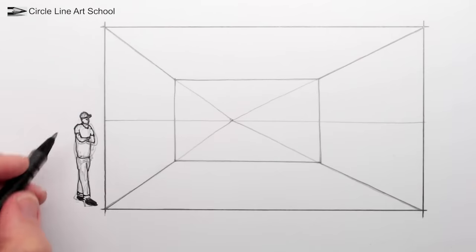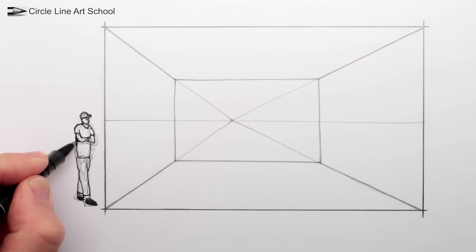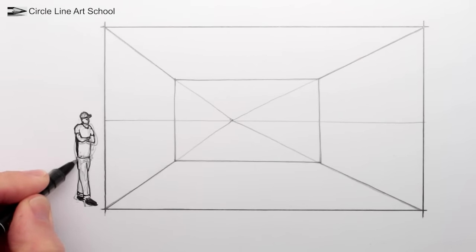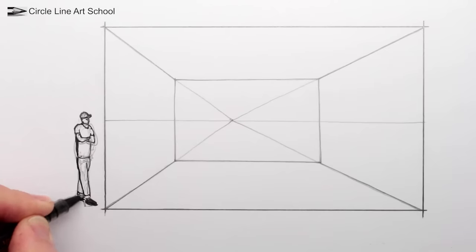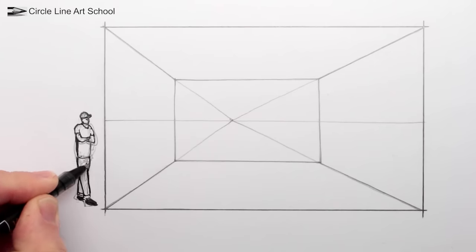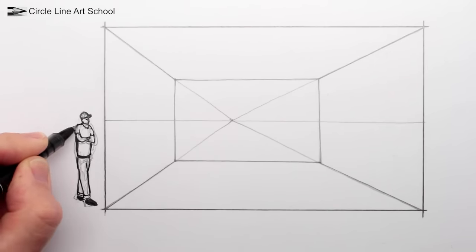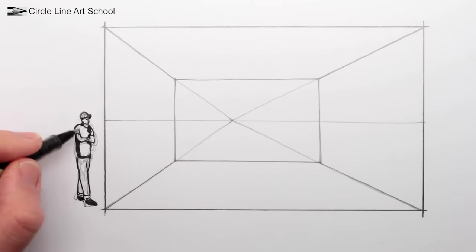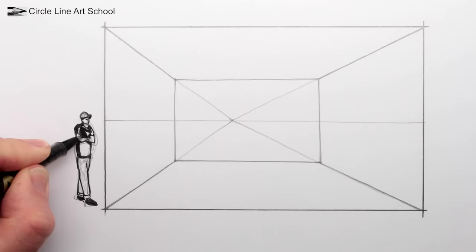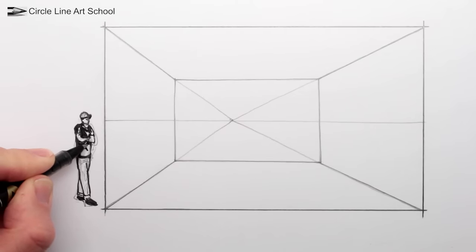So if this person were able to walk into this room, as they walk towards the horizon line, towards the back wall of the room, clearly they'll get smaller, they'll look like they're getting smaller, but the head of the person will stay the same height and will still be on the horizon line as long as he's still standing up.